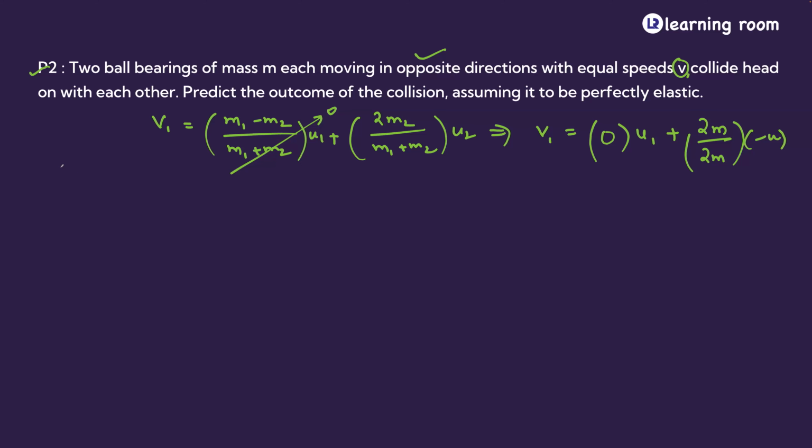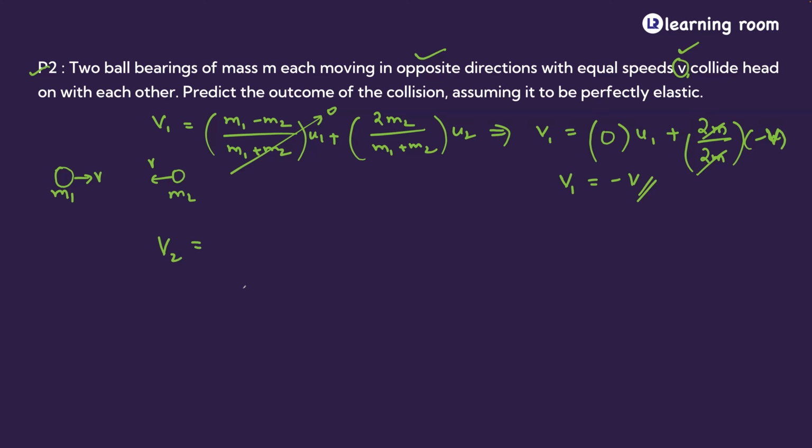Meaning, if you take the object of mass m1 to move in this direction with speed v, and an object of mass m2 to move in this direction with speed v, then here you will have minus, it is not u, rather it is going to be minus v, because that is the speed they have given. So 2m and 2m will get cancelled. What is the answer you are going to get? V1 will be equal to minus v. Okay.